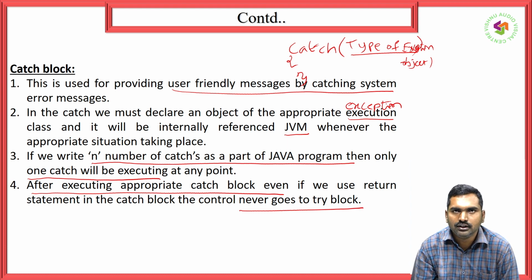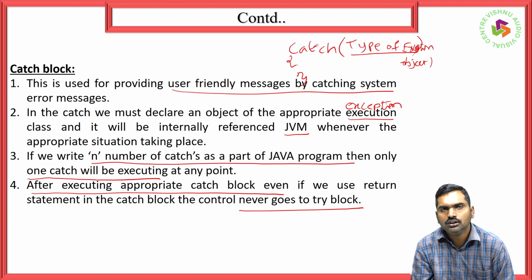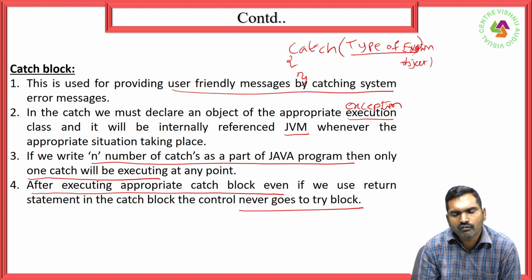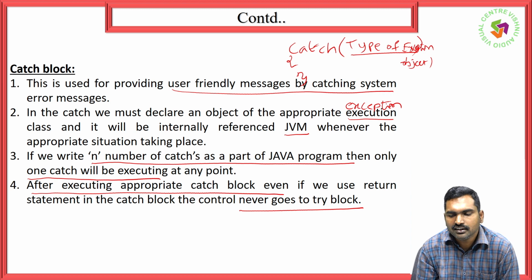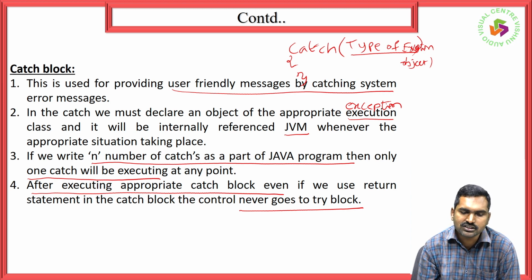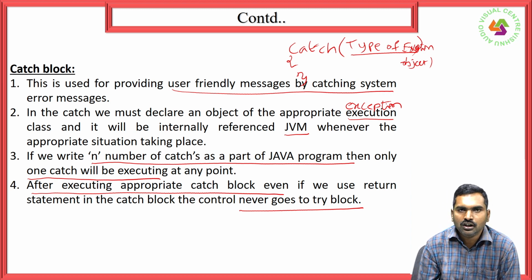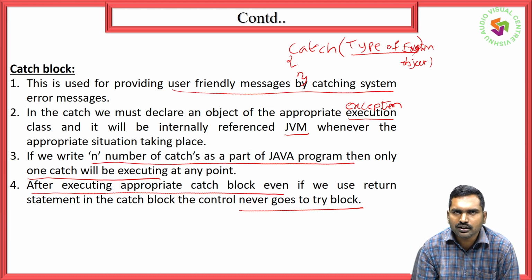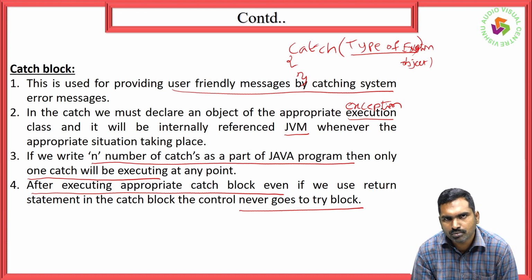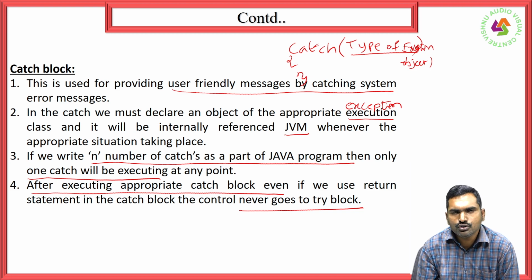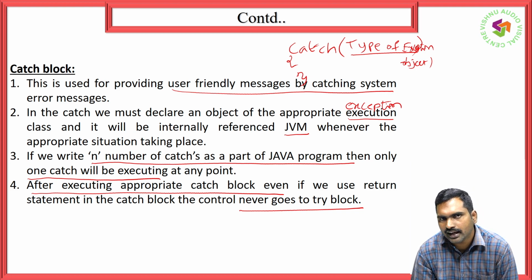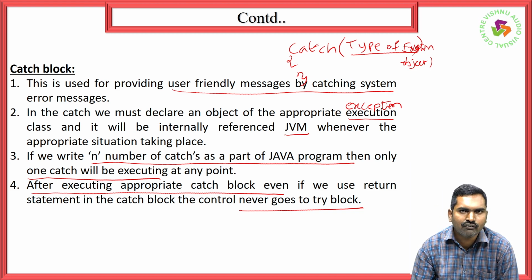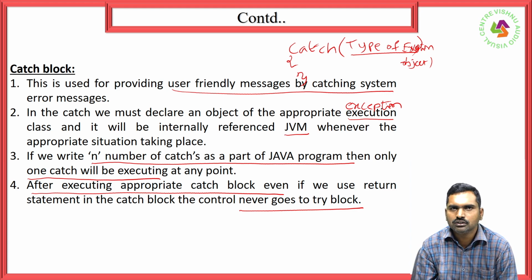So this is about the catch block. What is the catch block? It is used for providing user-friendly messages by catching the system error messages. Among n catch blocks, it will execute only one catch block. If you use a return statement inside the catch block, even then it never goes to the try block.